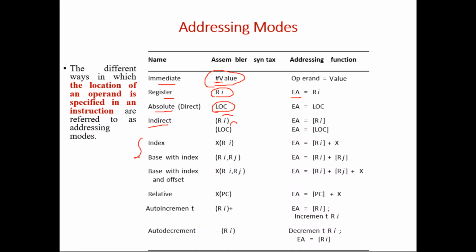As I already said, all these three, index, base with index, and offset, are used for accessing arrays. And relative address is when you want to access some instruction which is at some other distance relative to the program counter. Auto increment and auto decrement are equivalent to post increment and pre decrement.